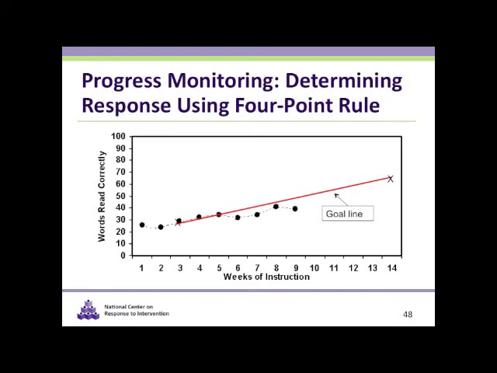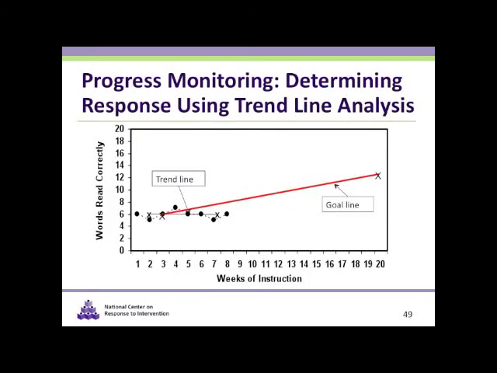Think about what decisions we can make about this student's response based on the data that's on the slide in front of you. Because the last 4 points are below the goal line for the student, we would consider making an instructional change. We can also apply trendline analysis to determine the student's response to tertiary intervention. What is this student's response?